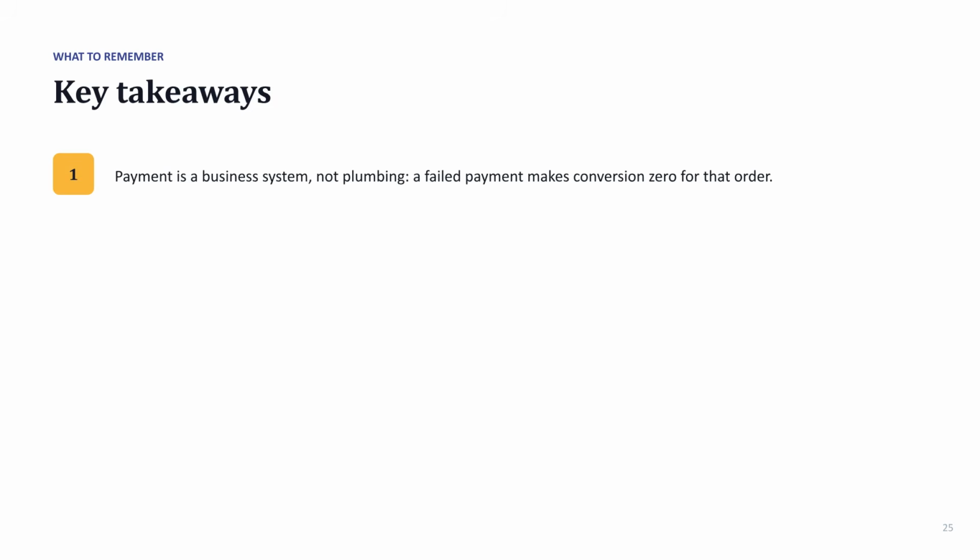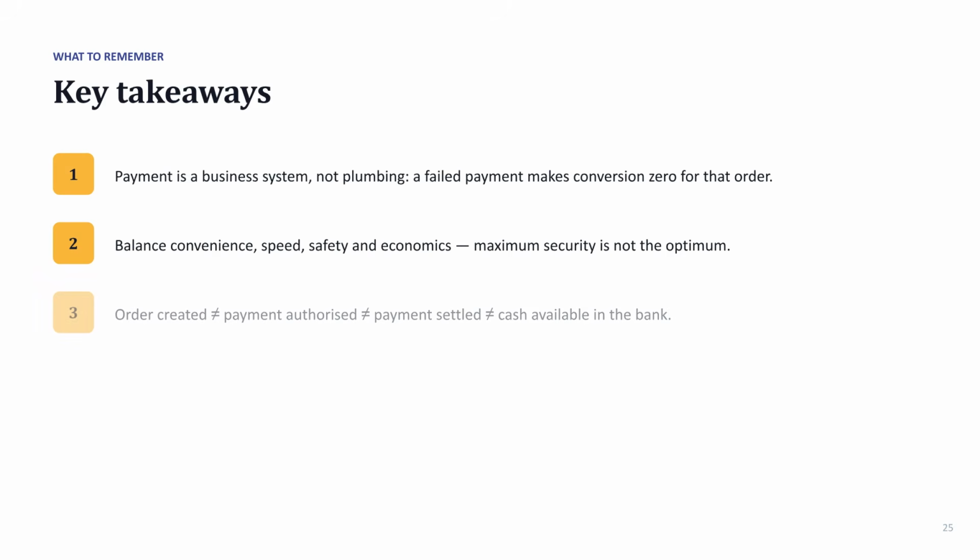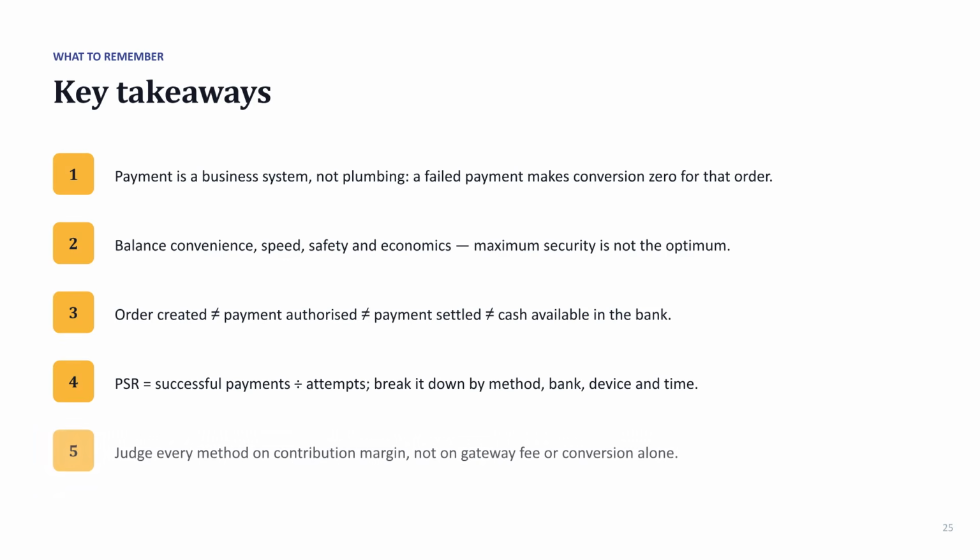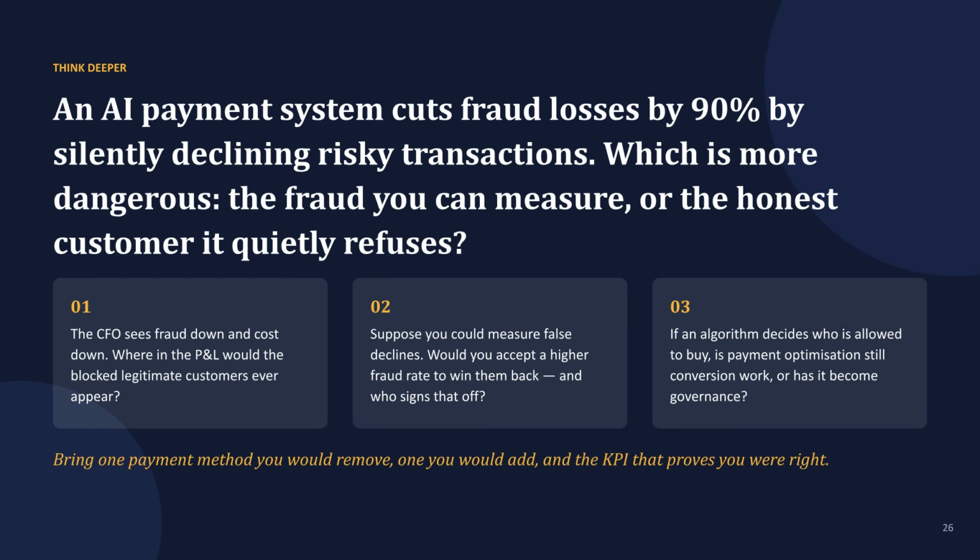In conclusion, remember these 5 takeaways. Payment is a business system, not just plumbing. Balance security with conversion. Keep your data aligned across all systems. Track success rates by method, and judge tools by their contribution margin. As a final thought, consider the balance between automation and governance. When algorithms manage payments, are you still optimizing for conversion, or is this now a matter of governance? Evaluate your payment strategy by the value it truly adds.